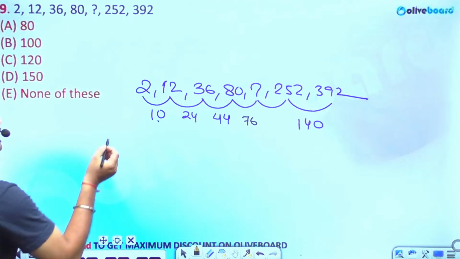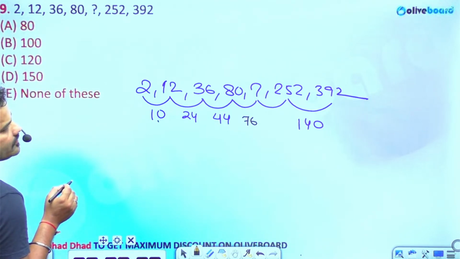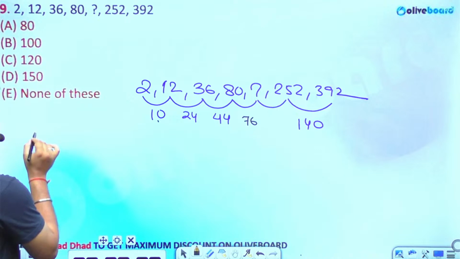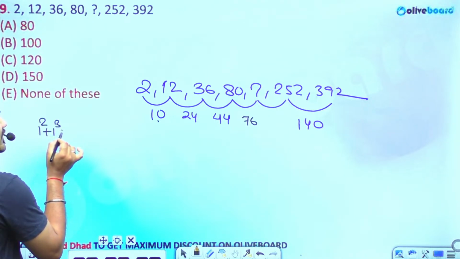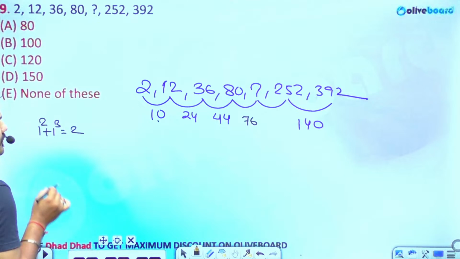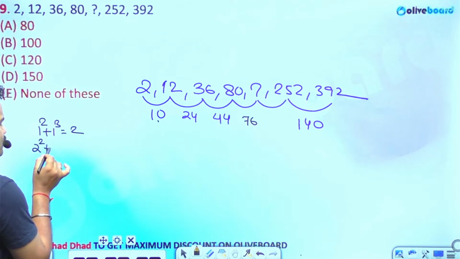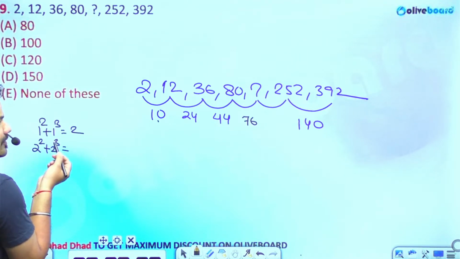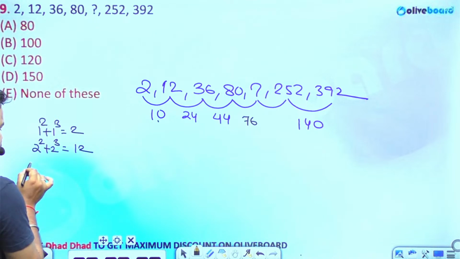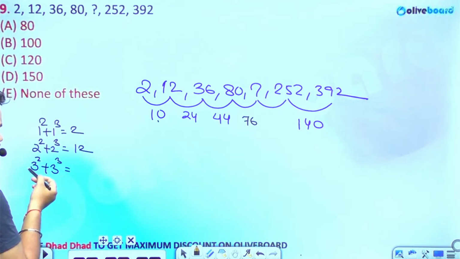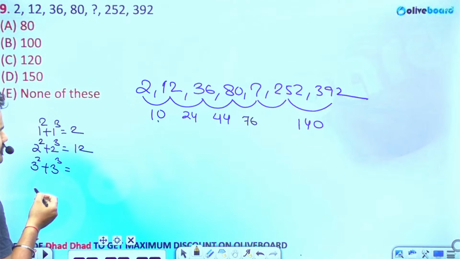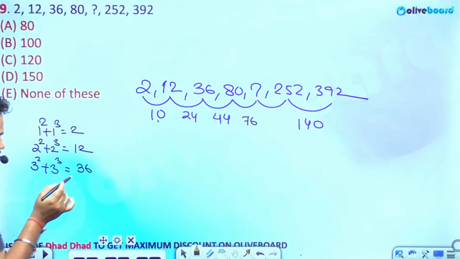So can we write this as 2? Okay. This is 1 square plus 1 cube, that is equal to 2. 2 square is 4 plus 2 cube is 8, so 2 square plus 2 cube is 12. Is it 3 square plus 3 cube? Let's check it out. 3 square is 9, 9 plus 27 is 36. Definitely this is the correct scenario.